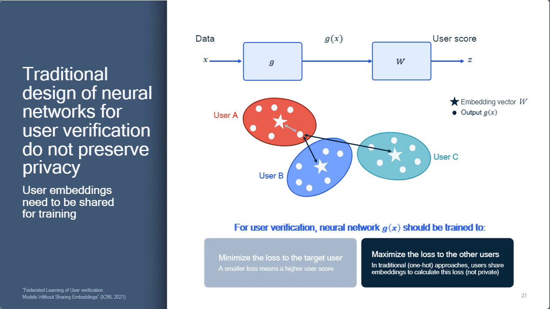It turns out that in order to do this loss function properly, even if we're training locally at each user, we should have the embeddings shared among all the different users.